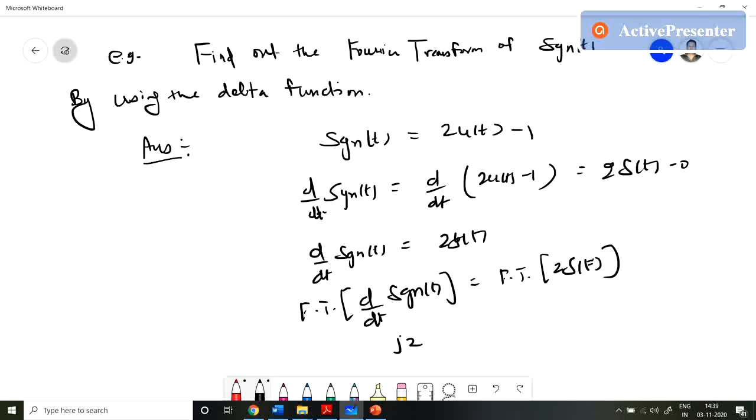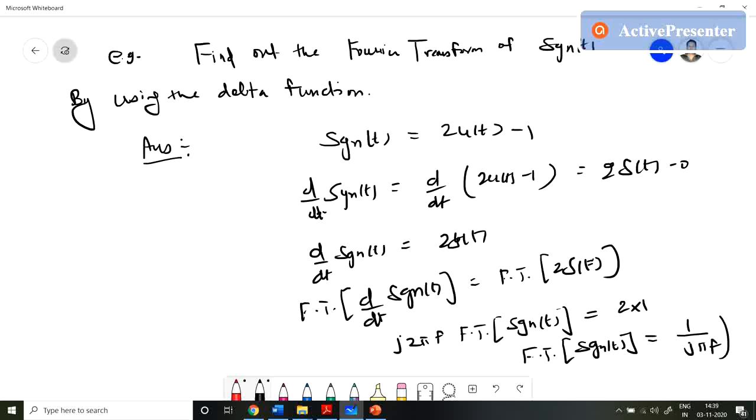So it is j 2 pi f times the Fourier transform of signum t, that is equal to 2 into 1. So the Fourier transform of signum t is equal to 1 divided by j pi f. This is the relation we have derived earlier.